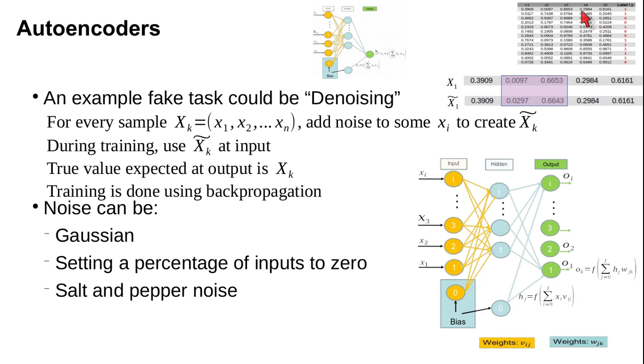The first feature vector is shown here. We randomly select few of these features. So in this case, we have selected 2 features, and noise is added to these features. Therefore, the 0.0097 here has become 0.00297 in x1 bar, and 0.6653 has become 0.6643. This noisy sample or approximate sample x1 bar is fed at the input. And during backpropagation, x1 is expected at the output.